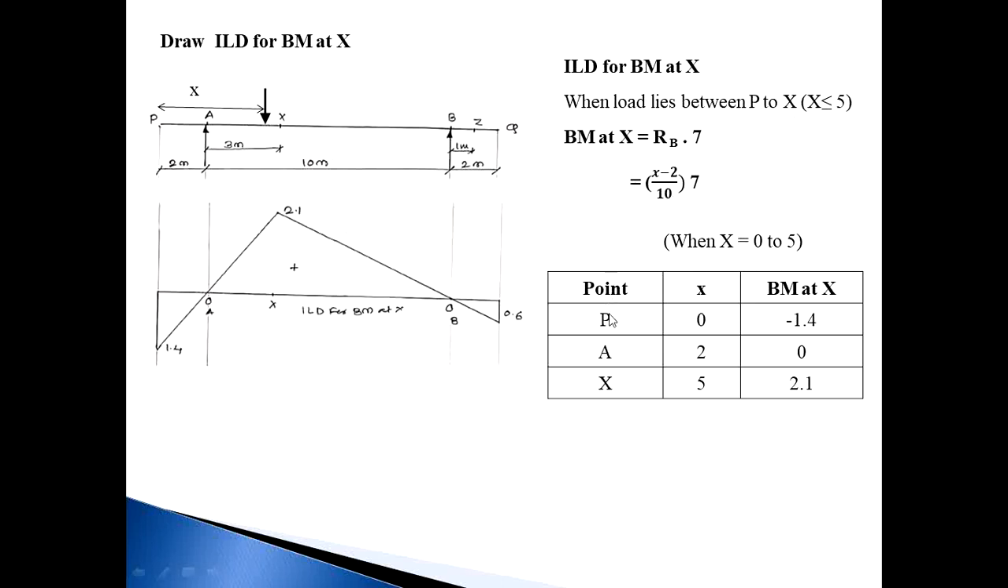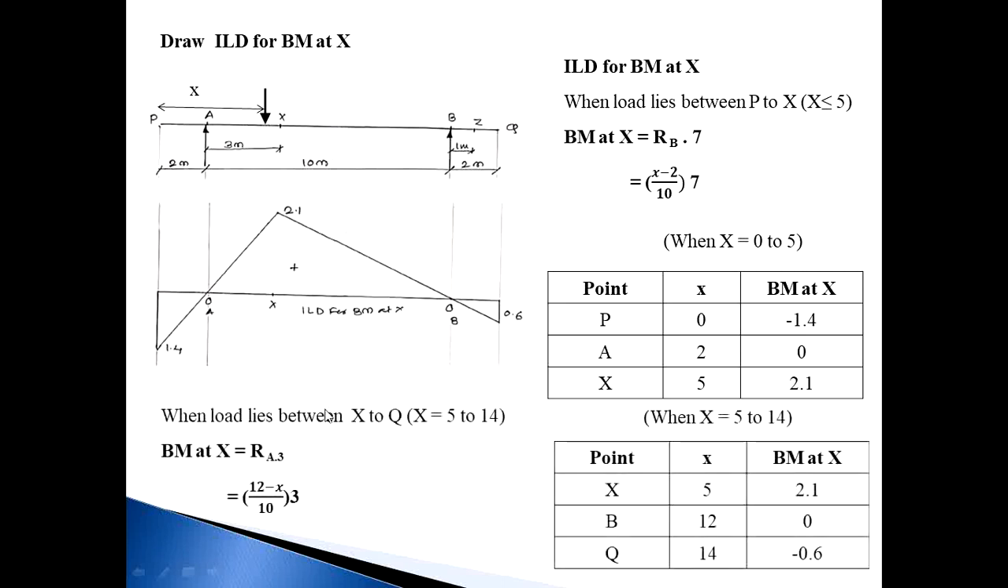So once again calculate all points P, A, X. Put x equal to 0 in this equation, the value becomes minus 1.4. Put x equal to 2, the value becomes 0. Put x equal to 5, the value becomes 2.1. Then when the load crosses point X, the next solution will be like this, when the load lies between X and Q. Now the limit is 5 to 14.